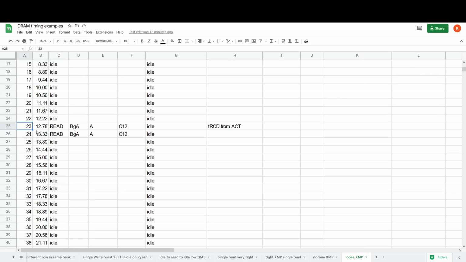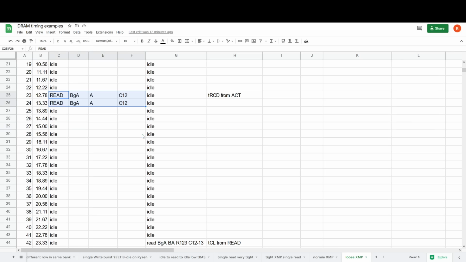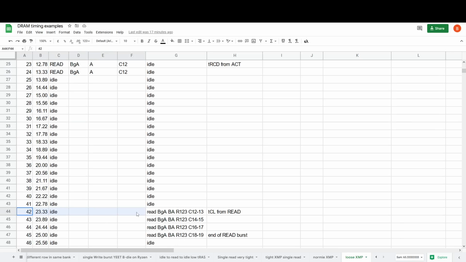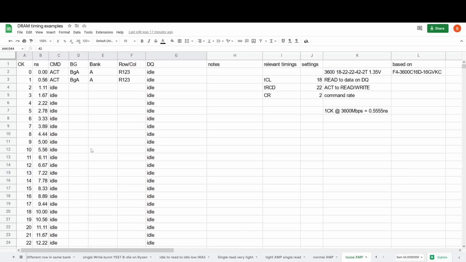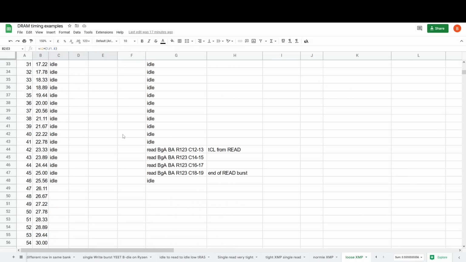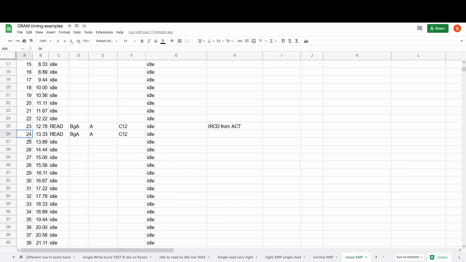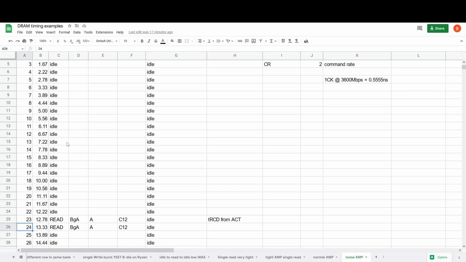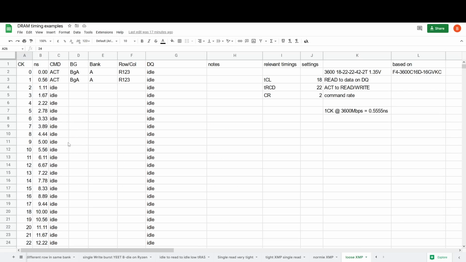We wait like 12 nanoseconds before we send our read command, and then again we're holding that read command for 2 clock cycles, and then 18 cycles after our read command, we finally get our data on clock cycle 42. 23.3 nanoseconds from the start of this timing diagram. Wait, is that right? 42? 24 plus 18, 42. Yeah, okay, that is correct.